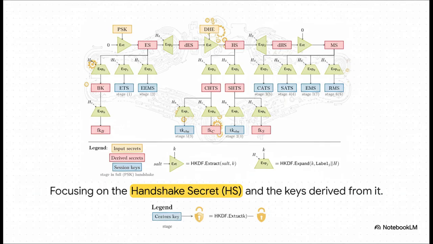That's used to create the handshake secret, which is labeled HS here. Now just follow the arrows down from HS. It's used to produce CHTS and SHTS. These acronyms just stand for Client Handshake Traffic Secret and Server Handshake Traffic Secret. These are the keys that will protect this initial conversation.